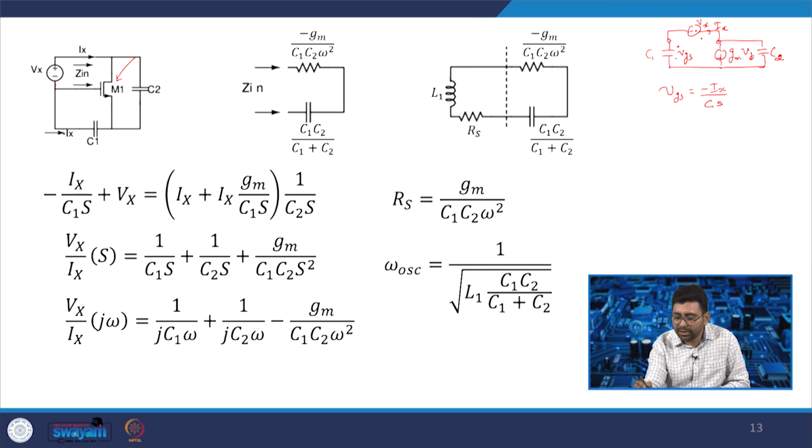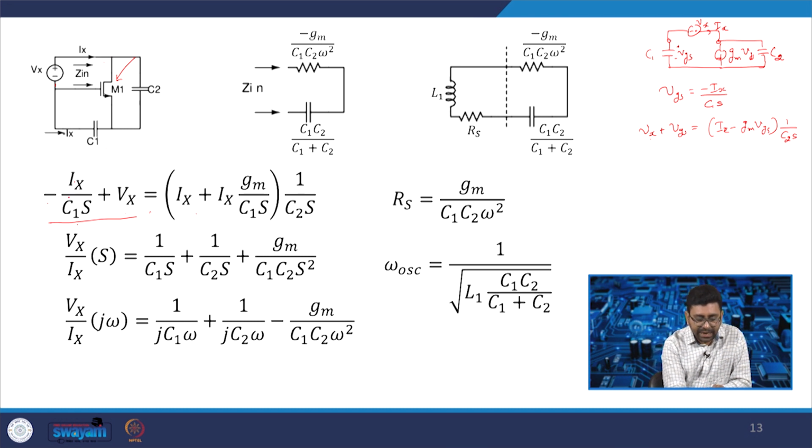So, we can write the total voltage, which is Vx plus VGS, equal to the current flowing through C2, that is nothing but Ix minus Gm into VGS, times 1 by C2 S. Now we put VGS equal to minus Ix by C1 S, and you will get minus Ix by C1 S plus Vx equal to Ix by C2 S, and this minus will be plus Ix Gm by C1 S into 1 by C2 S.